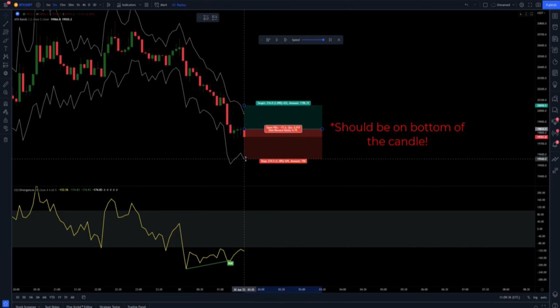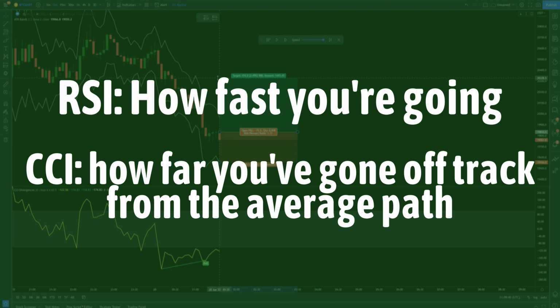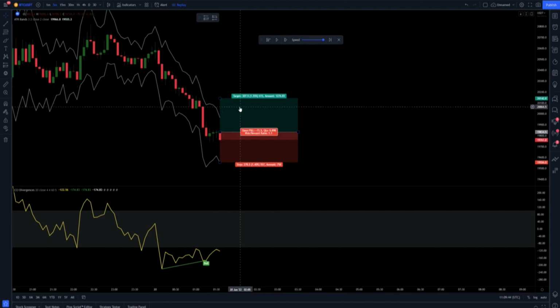Think of it like a speedometer. RSI tells you how fast you're going. CCI tells you how far you've gone off track from the average path. That's a big difference, especially when you want to catch explosive moves before the rest of the market sees them.